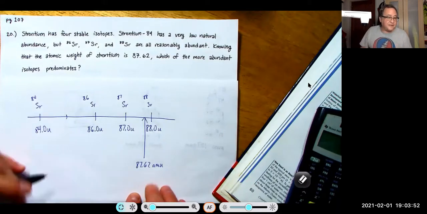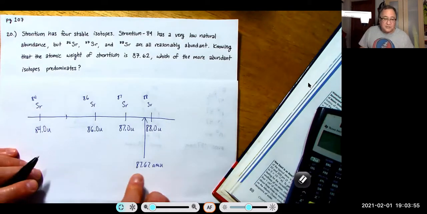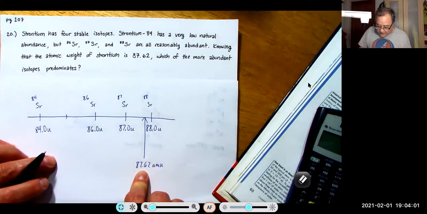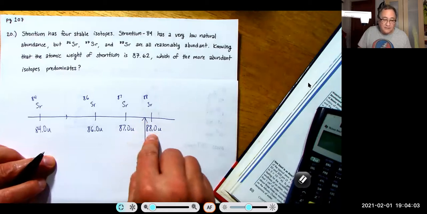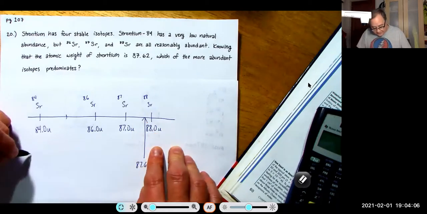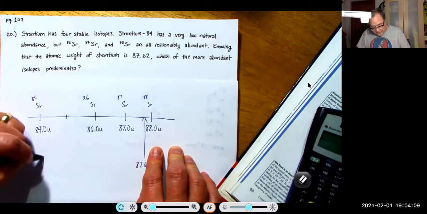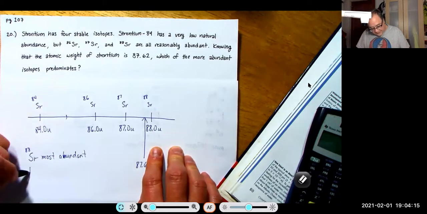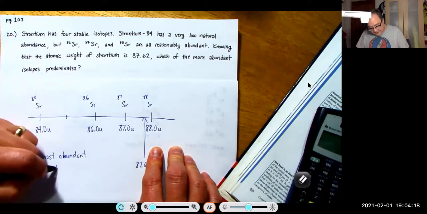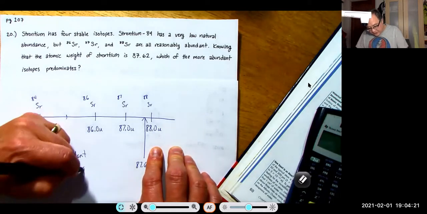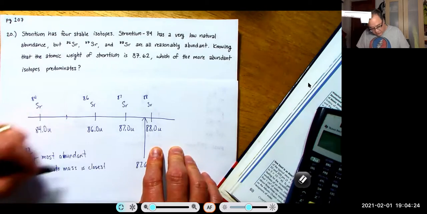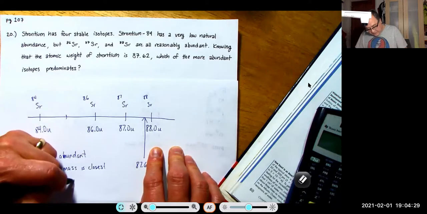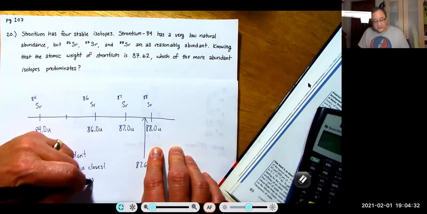Remember the elephant and the mouse story? The average is going to be closer to the one that's most abundant in many cases. So the only way for the average to be so high is that there has to be a whole lot of 88s. So strontium 88 is the most abundant because its mass is closest to the atomic weight. And a lot of people say atomic mass.